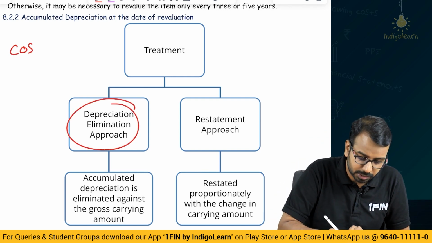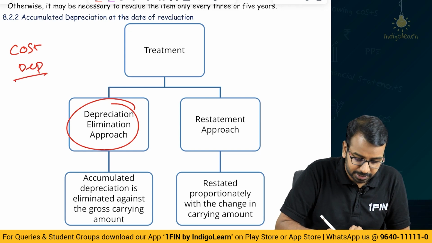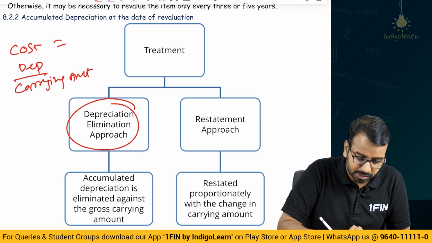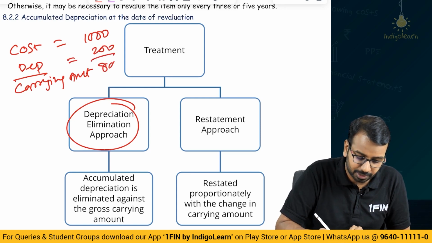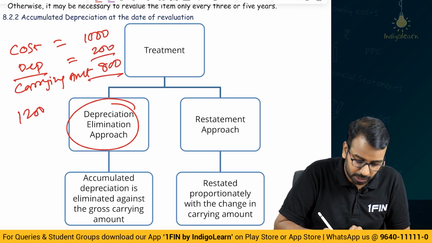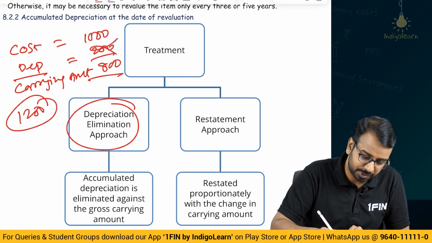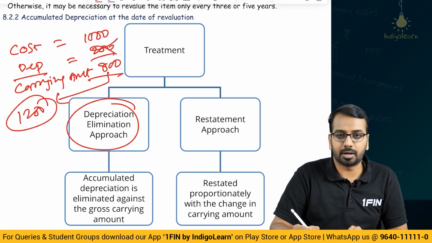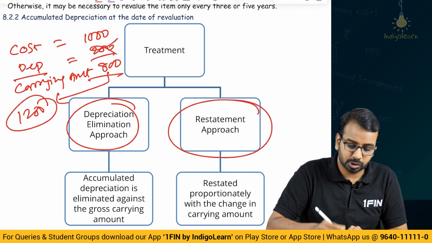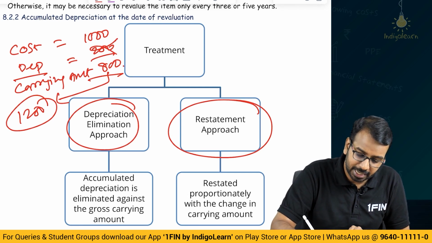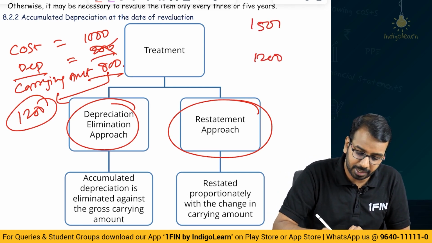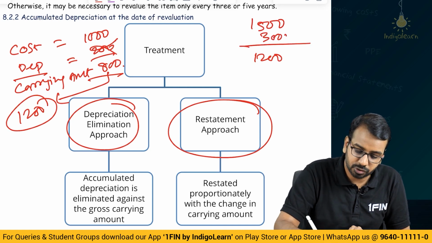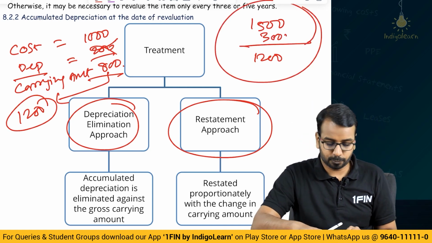Basically you will take the cost, depreciation, carrying amount. Let us say cost is 1000, depreciation is 200, carrying amount is 800. Now we have revalued to 1200. Then what will you do? You will eliminate this depreciation and from 800 you will move it to 1200. The other one is the restatement approach. In that case what do I do? 800 I will make it 1200, that is an increase of 50%. So this I will make it 1500 and this I will make it 300. So this is called the restatement approach.